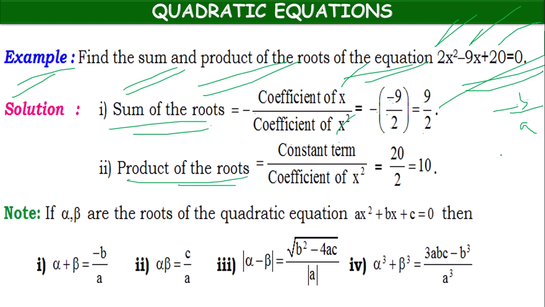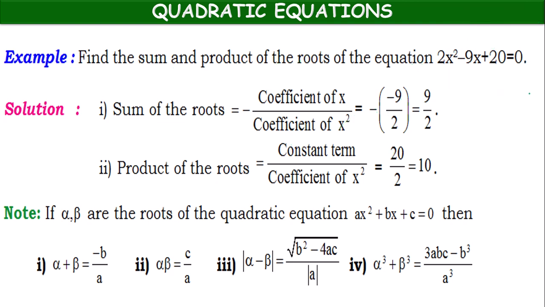The product of roots formula is c by a, the constant term by the coefficient of x square. The constant term is 20 and the coefficient of x square is 2. So 20 by 2, which is equal to 10.